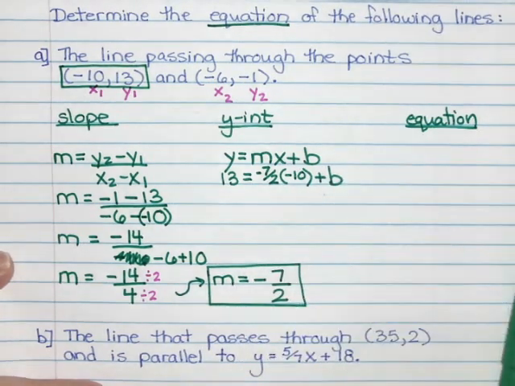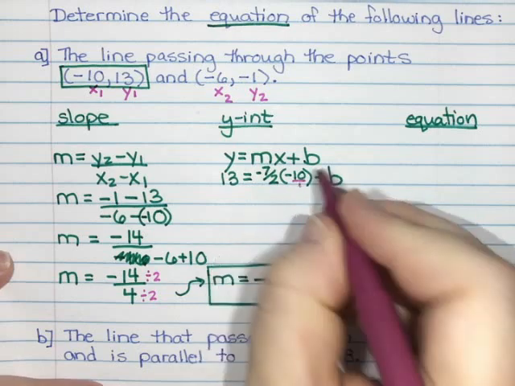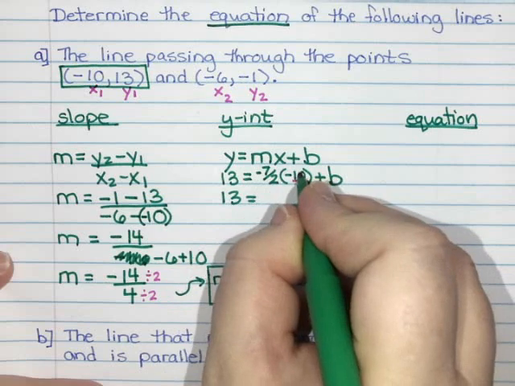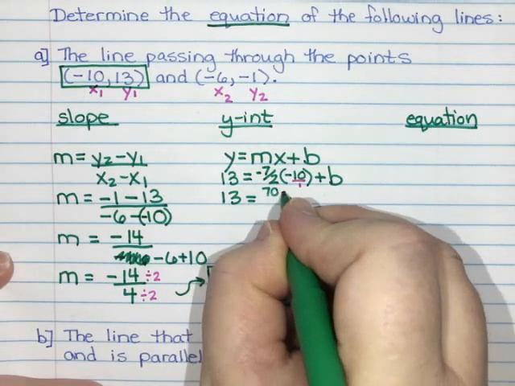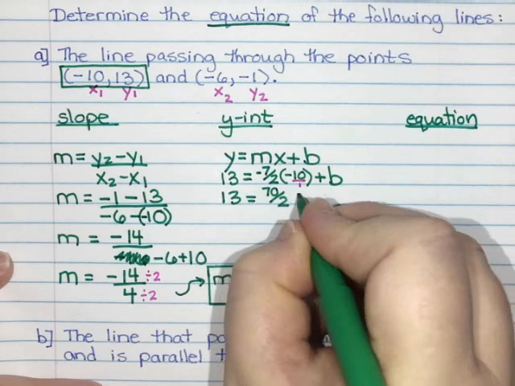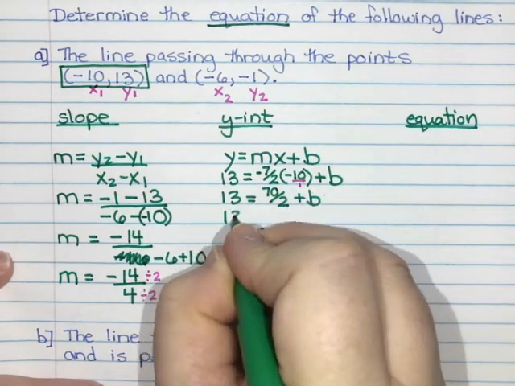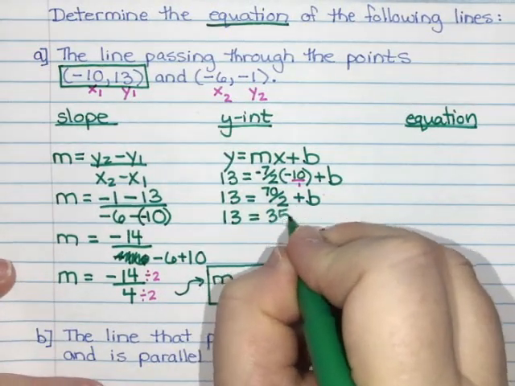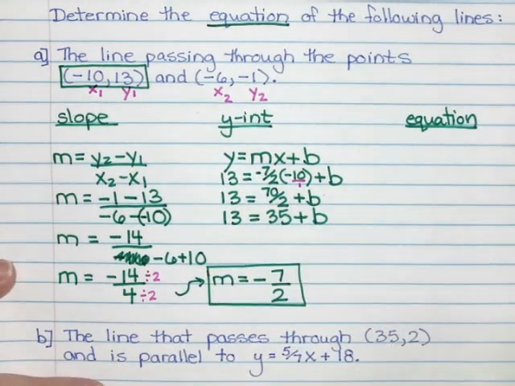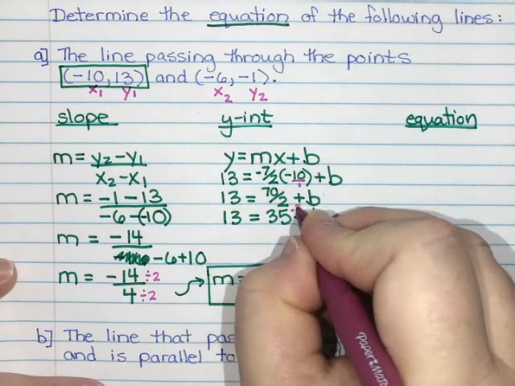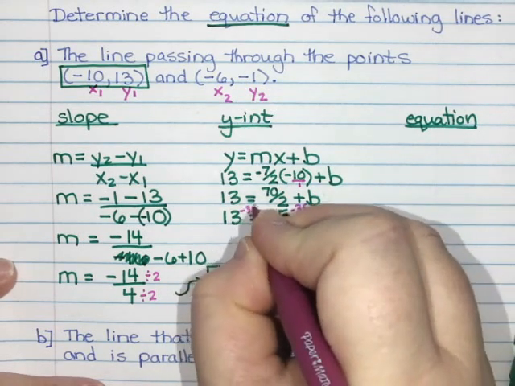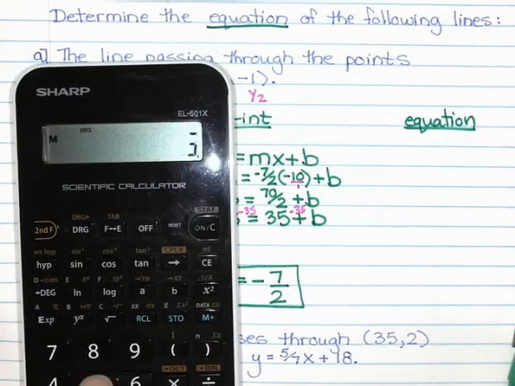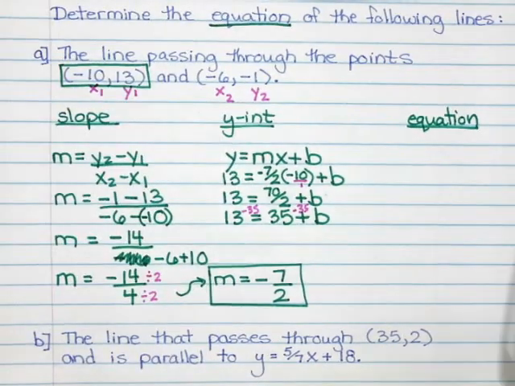plus b. That -10 is secretly over 1, so when I multiply, I get -7 times -10, which is positive 70, and then 2 times 1 is 2. So 70 divided by 2 is 35, and I am going to subtract 35 from both sides. 13 take away 35 is -22.